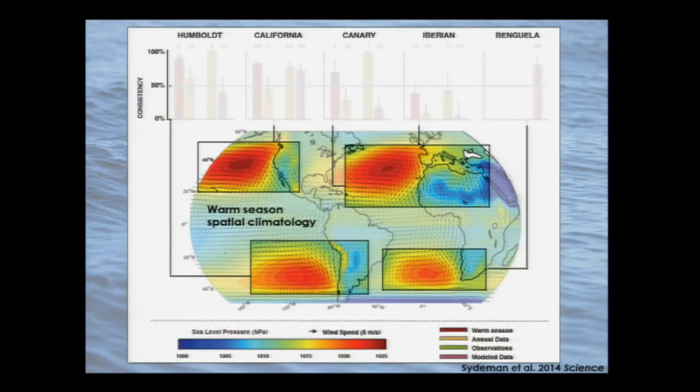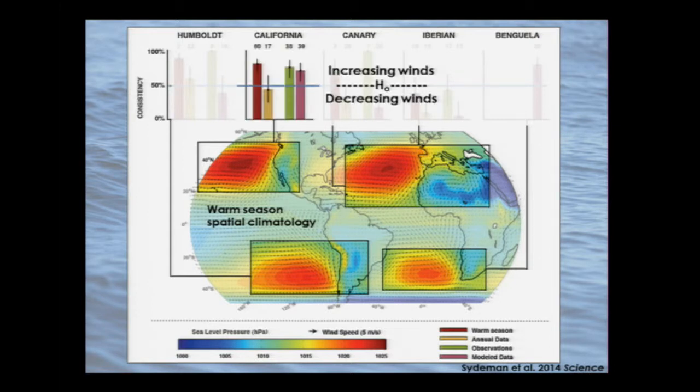Okay, this is a lovely picture I'm going to start with. We're not going to spend much time on this picture, but what it shows is a generalized warm season spatial climatology. The colors indicate pressure, and the arrows indicate winds. That's all I need to say about that. It's just pretty. Up here are the real results. And so I'm going to go through in detail for California, and then I'm just going to tell you the answers about the rest of them.